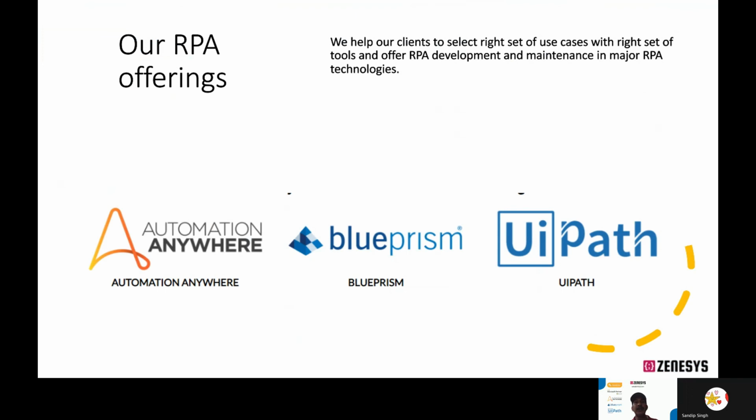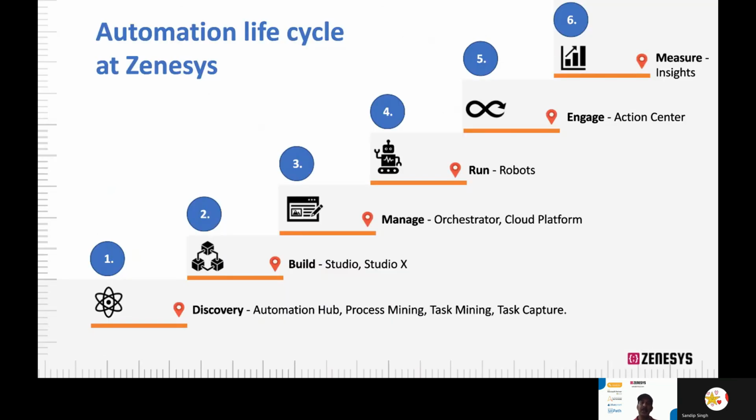And if we talk about RPA offerings at Zenesys, we offer development and maintenance services to our clients in all the major technologies. We use UiPath, Blue Prism, Automation Anywhere, and we have certified RPA developers in house. And if we talk about the life cycle that we follow in our development process, we follow a pretty standard life cycle.